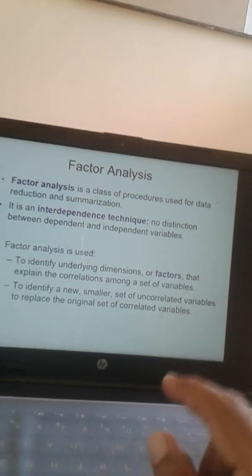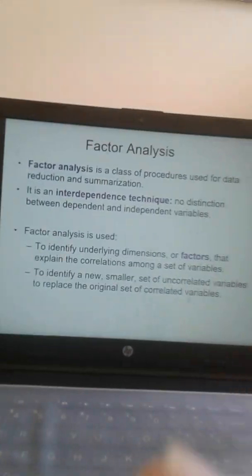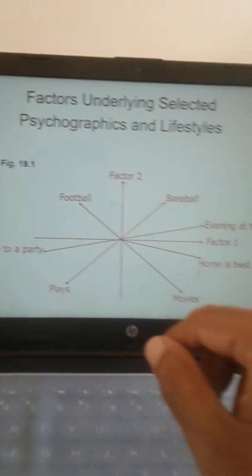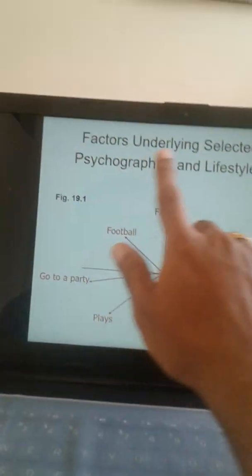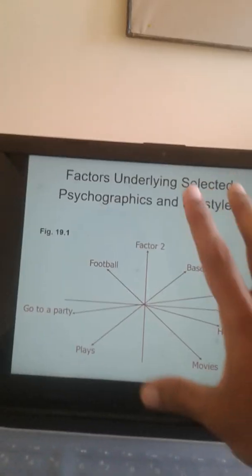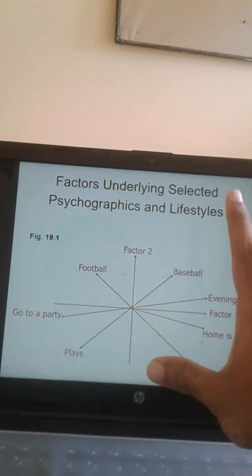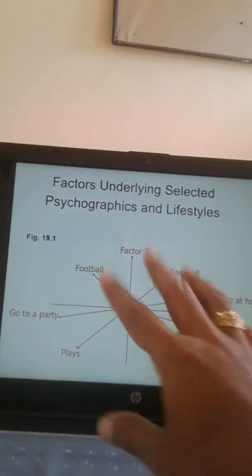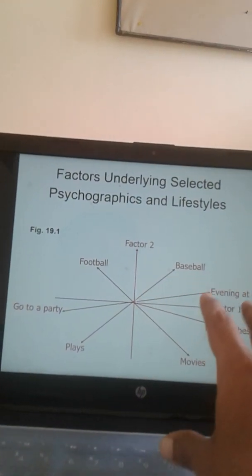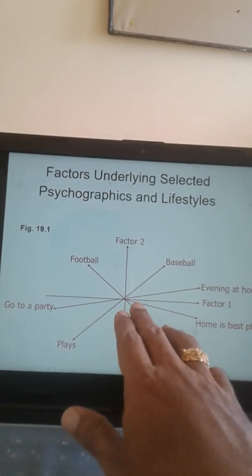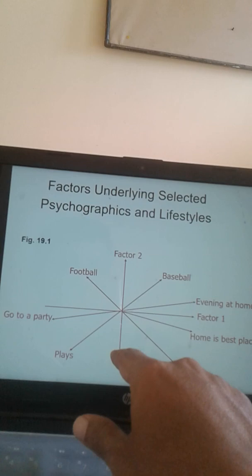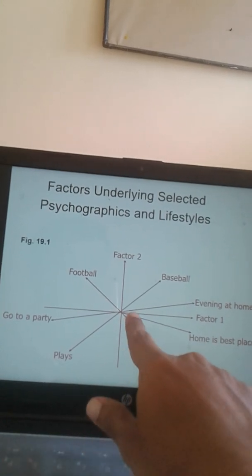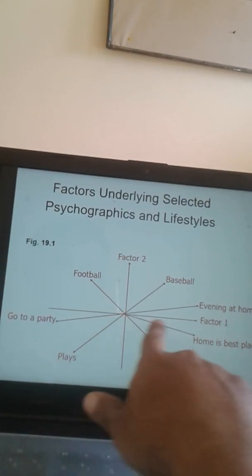Why is this important? So as to get a data reduction. One of the examples quoted here is factors underlying selected psychographics and lifestyle. So what would be the factors to determine the lifestyle? That is being done here. Graphically, if you see, they have identified, after the factor analysis, factor 1 and factor 2.